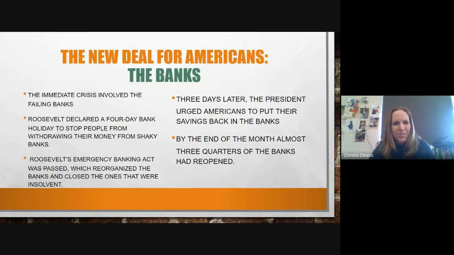In terms of the banks, we know that there's a banking crisis, and so what Roosevelt does is he declares a bank holiday, as in we're closing all the banks in order to stop people from withdrawing their money from banks that may be teetering on the brink of bankruptcy themselves. He passes an Emergency Banking Act, which basically recognizes which banks were closed and which ones were insolvent, so had gone bankrupt.